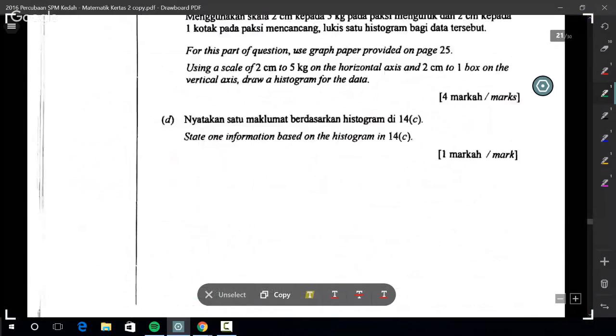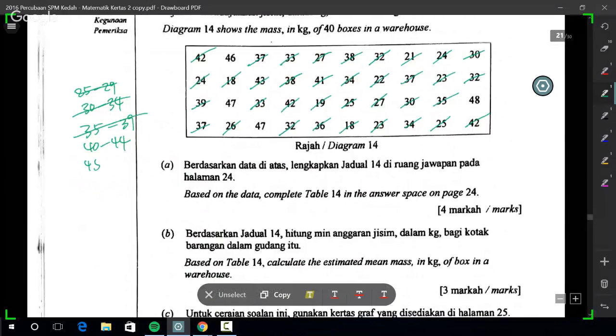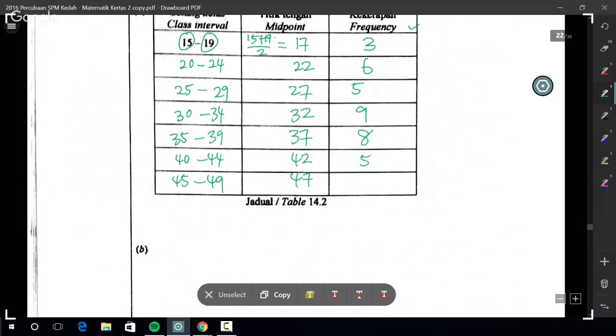Then the last one, 45 to 49. So I will have 1, 2, 3, 4. Normally after I finish, I will try to sum all the frequencies together to see whether it is correct or not. Then I will use the calculator to do this. So 3 plus 6 plus 5 plus 9 plus 8 plus 5 plus 4. Yeah, it's 40. All right, it's good.